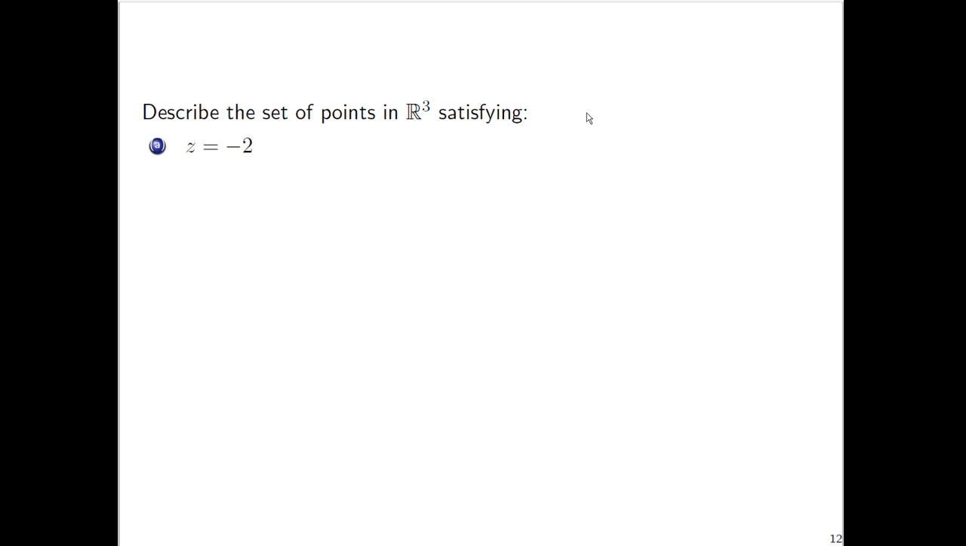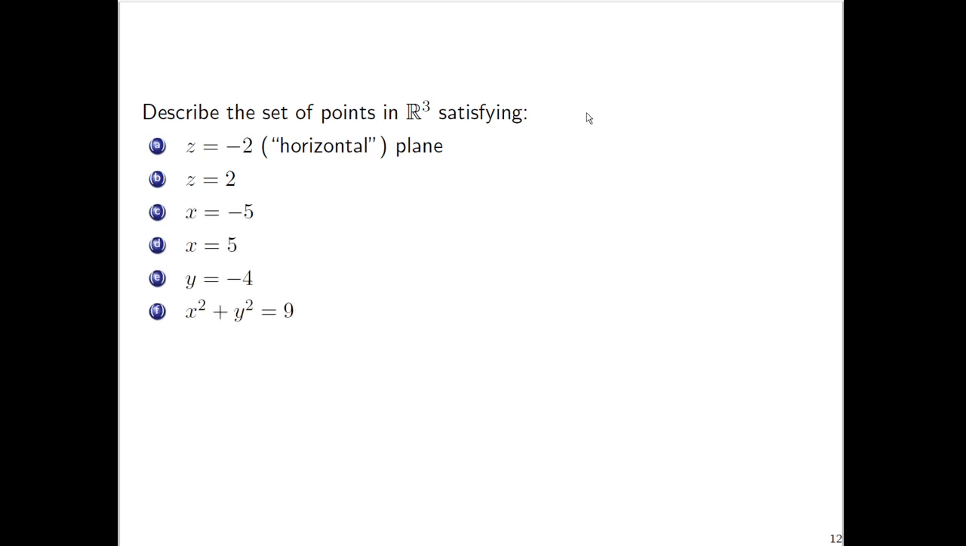All the points x, y, z which satisfy the property that z is equal to -2. It happens to be a horizontal plane, horizontal from the standpoint of z being the vertical axis, if z is height. It's just that this plane would be parallel to the xy plane, but 2 units below. So then think about what z equals 2 is, what x equals -5 is, what x equals 5 is, y equals -4. Oh, and here's a fun one.